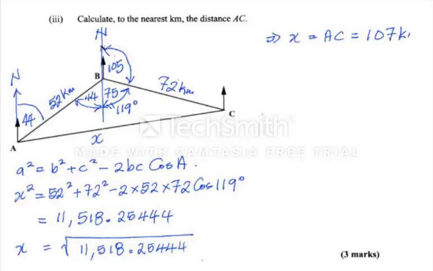So therefore, x, which is AC, would be equal to 107 kilometers, and that is to the nearest kilometer. Ladies and gentlemen, AC, x, is 107 kilometers to the nearest kilometer.